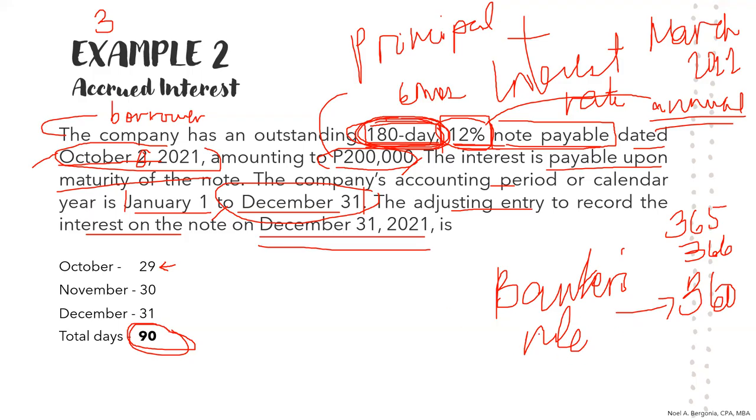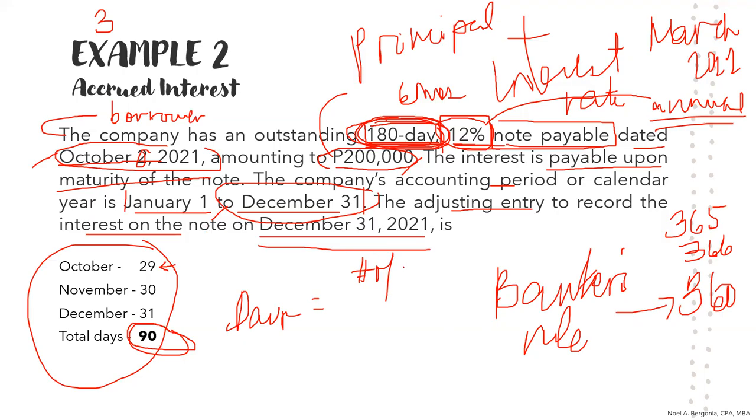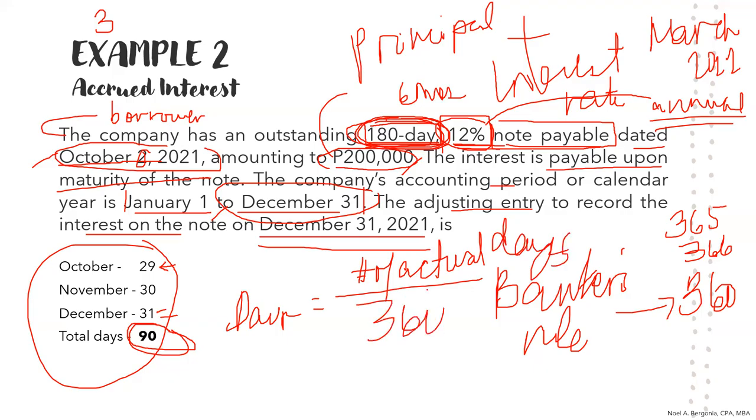Sir, paano mag-compute ng interest using the banker's rule? So, ang interest po natin in terms of days, or proportion, would be equal to the number of actual days. Kagaya ng ginawa natin dito, binilang natin kung ilan yung actual days. Sir, kahit may 31, sabi mo kanina ang banker's rule assumed to be 30 per month. Yes, kahit may 31, isasama natin kasi it will be based on the actual days all over the 360. Pag hindi naman banker's rule, let's say 365 yung nakalagay sa problem, then ang denominator natin is 365. Okay, so that's how we compute the interest.